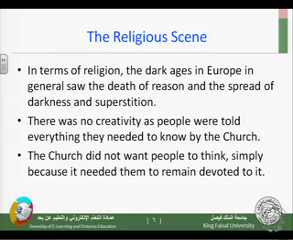The church did not want people to think. There could be a question here. Why did the church do so? Why did it have all that much control upon the lives and minds of people before the 18th century? It's simply because it didn't want people to think. Okay, why then did it want people not to think? Simply because it needed them to remain devoted to it, to believe in it, to continue believing that the church is the best thing on earth.